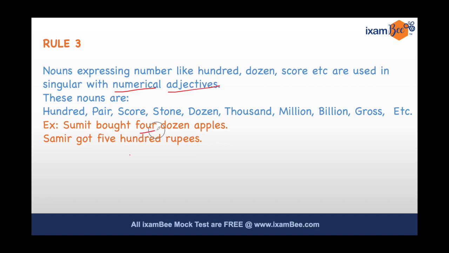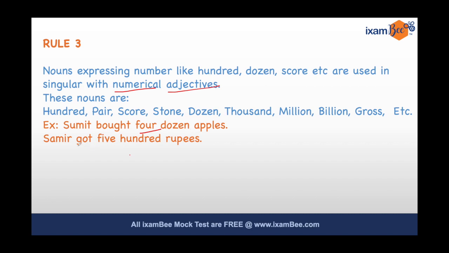So, Sumit bought 4 dozen apples. 4 is a number, right? So how many dozens? So we are adding meaning to the word dozen. We are adding some information to the word dozen with the help of the word 4, right? So dozen, it's not 4 dozens apple. Dozen becomes plural with the help of the word 4, right? But dozen in itself is used as a singular form.